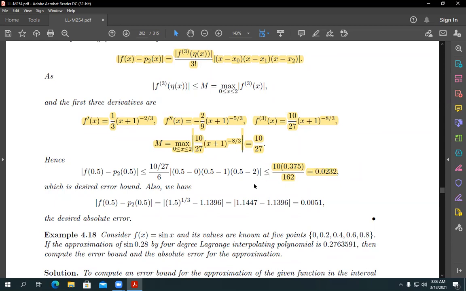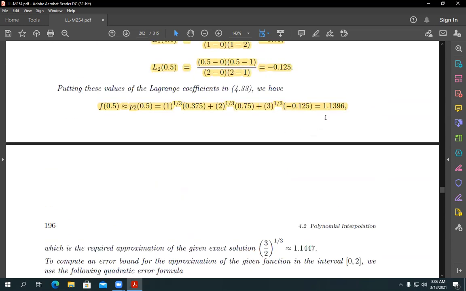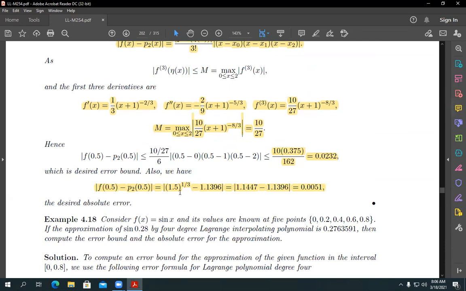And the last part is to compute the error bound, the absolute error. For the absolute error, you can easily find out what your exact value is. It is 3 by 2 power 1 by 3, or 1.5 power 1 by 3. This is your exact value, and the approximation you just found in the previous step, 1.1396. The value of 1.5 power 1 by 3 you can easily calculate by calculator, which is this one. Then you take the difference between them. This is the maximum error.